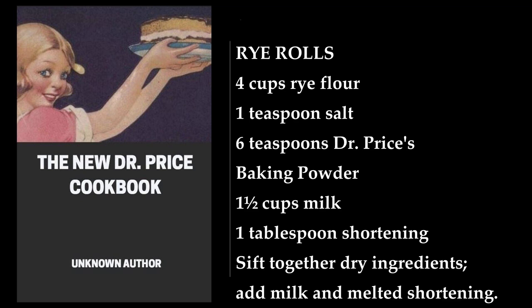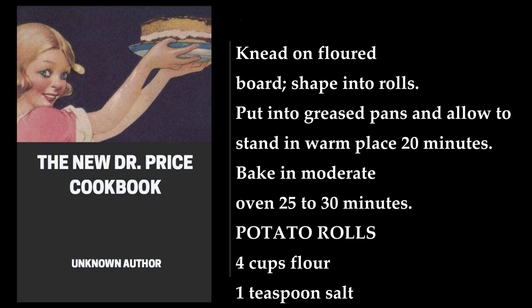Rye rolls. 4 cups rye flour. 1 teaspoon salt. 6 teaspoons Dr. Price's baking powder. 1½ cups milk. 1 tablespoon shortening. Sift together dry ingredients, add milk and melted shortening. Knead on floured board, shape into rolls. Put into greased pans and allow to stand in warm place 20 minutes. Bake in moderate oven 25 to 30 minutes.